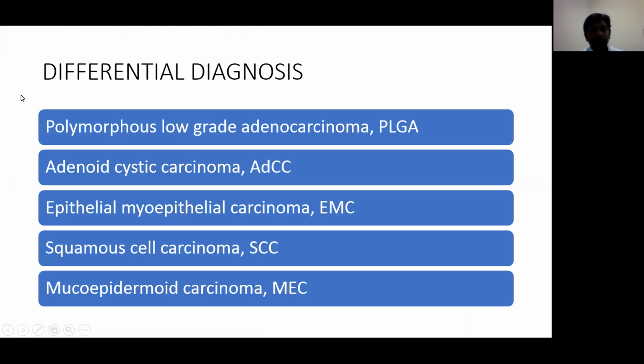pleomorphic adenoma. The differential diagnosis comes here: polymorphous low-grade adenocarcinoma, because of the low-grade quality of the tumor, and it will mimic the pleomorphic adenoma.